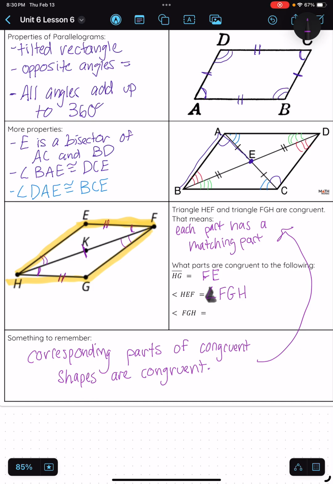And congruent just means the same. So this is the math way to say that. So when you read the practice test, it's going to say corresponding parts of congruent shapes or congruent triangles are congruent. That just means that each part has a matching part when we have congruent triangles. Okay, I think that's everything I need to say.